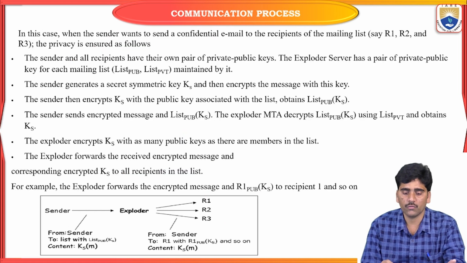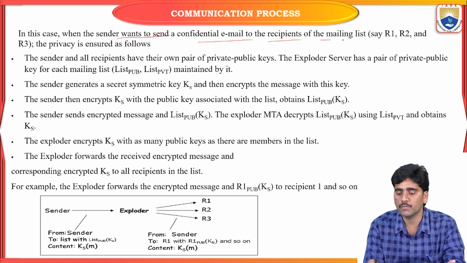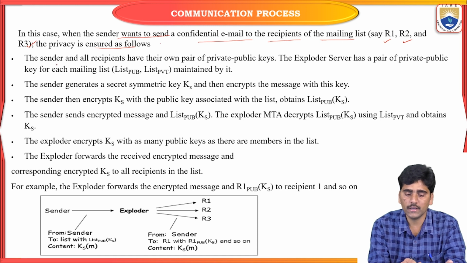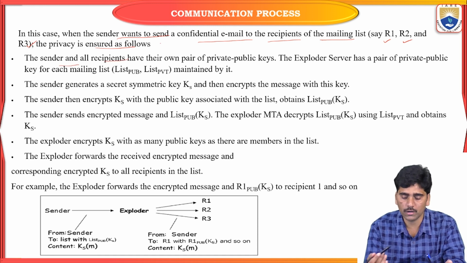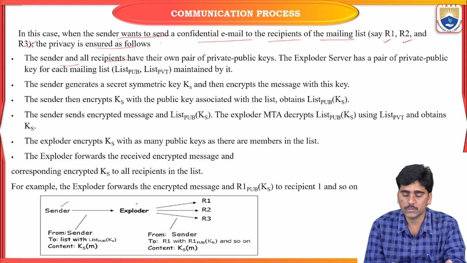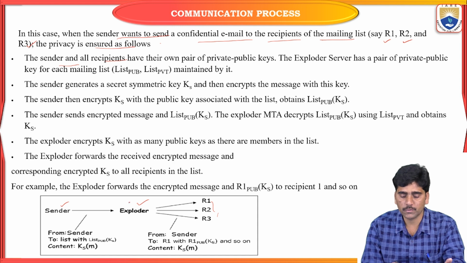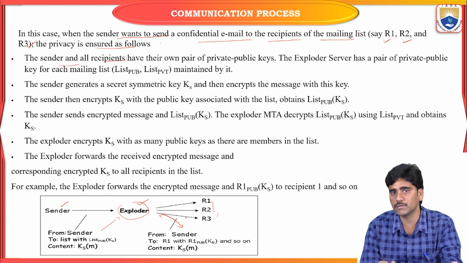So in this case, when the sender wants to send a confidential email to the recipients of the mailing list, say receiver 1, receiver 2 and receiver 3, the privacy is ensured as follows. Here we have the sender, exploder and receivers. From the sender to the list, with the list of public keys, content KS of M. The exploder maintains all this with the help of the receivers' public keys or private keys.